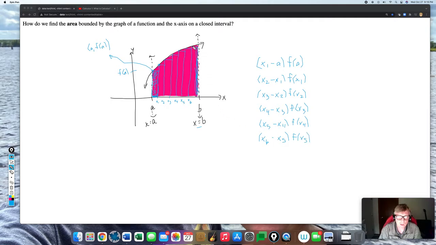And the last one, the y value there is going to be whatever x6 is, its y value, right? So this would be b minus x6, so from here to here, times this height. And then I could add them all together, right? Add them all together. Okay, so this is called a lower sum. And the reason why it's called a lower sum is because it's an underestimate of the pink area, right?